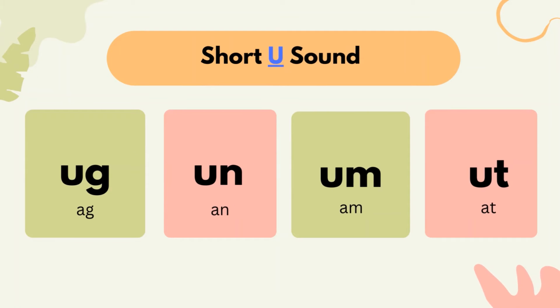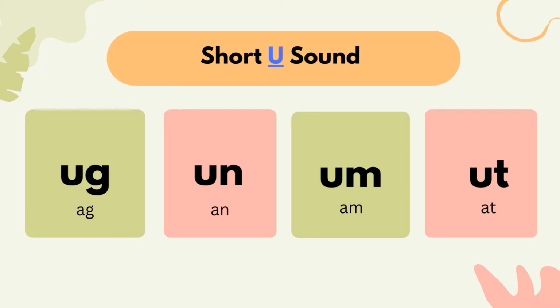So, for today's lesson, we are going to learn how to read. We are going to read words with short U sound or the sound uh. We are going to follow the family of UG, UN, UM, or UT.